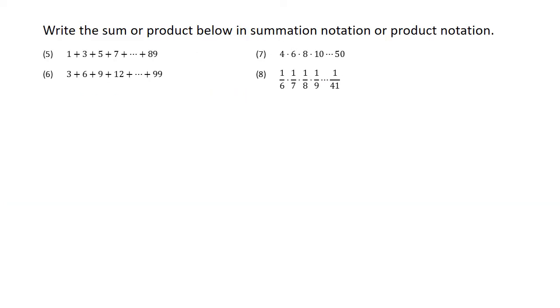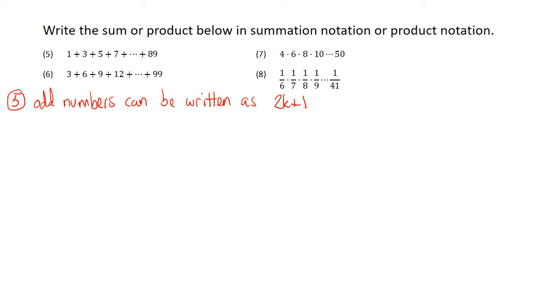Okay, so now we're going the opposite direction. So I give you a sum or a product written like this with the ellipses, and then I want you to put it into summation notation or product notation. Okay, so what I want you to notice about number 5 is that this is odd numbers. So the form of an odd number can be written as 2k plus 1. And then you just need to figure out what k is for the first odd number and what it is for the last odd number, okay?